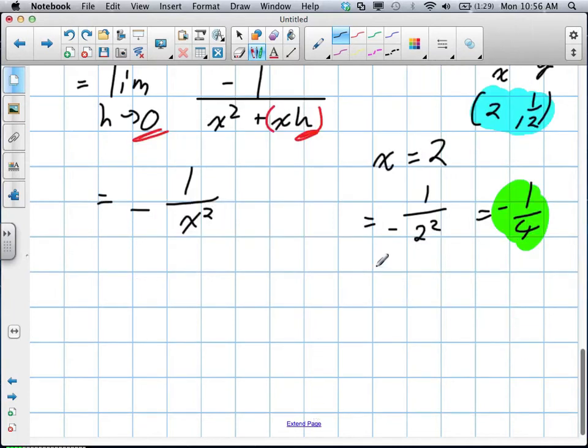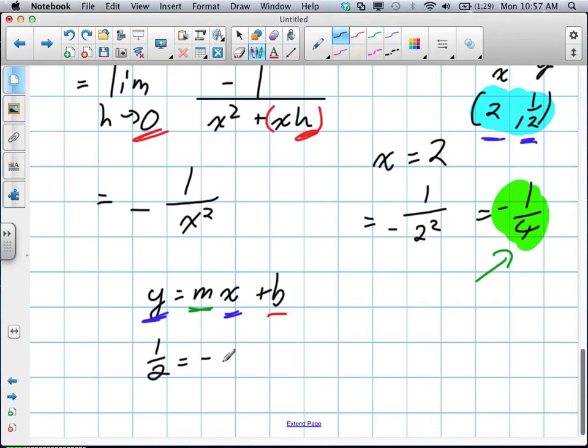They asked us for the equation of this. If you guys remember, your equation is y equals mx plus b. B is our y-intercept. We don't know the value of that, but we do know the value of our slope. Our slope is negative 1/4. And we have an x and y value, so we're going to plug those in for our x and y in here. Our y value is 1/2. Our slope is negative 1/4. Our x value is 2. And we need to find a b value.